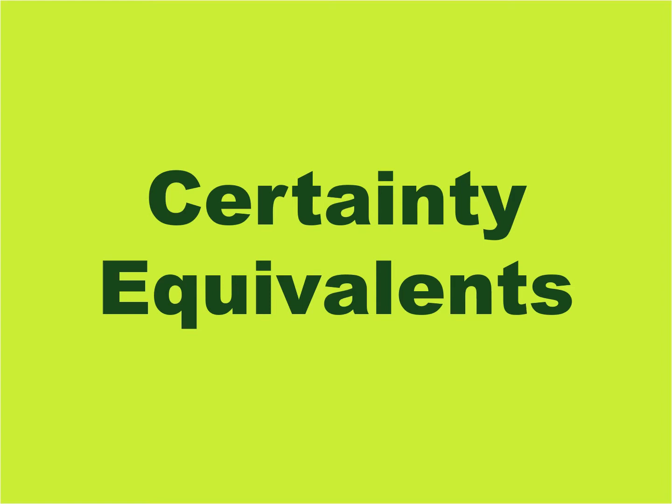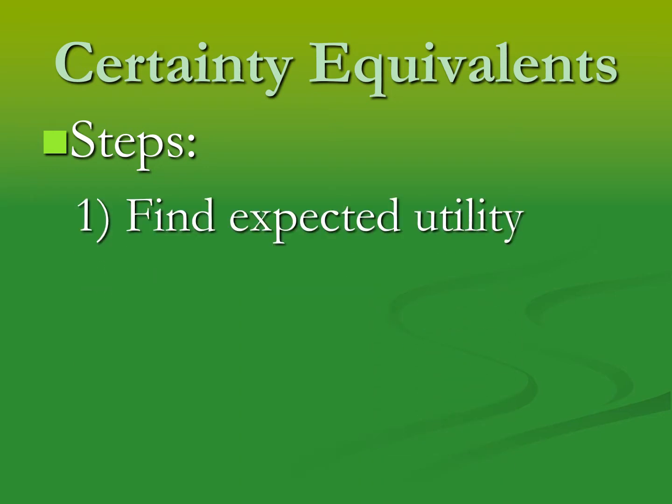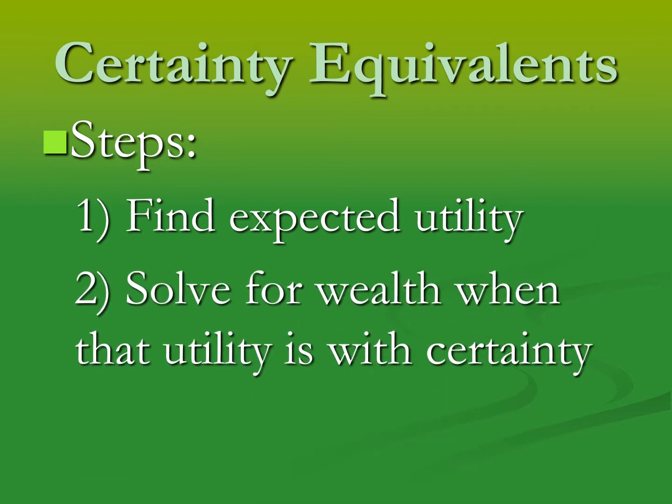But the basic idea is that you're looking for some certain level of income that gives you the same amount of utility that you would get from some gamble, right? So let's look at the process for doing a certainty equivalent. First up, you're going to have to find the expected utility from some gamble, and then you're going to take that expected utility and plug it back into your utility function and solve for the amount of wealth or the income that you would have when the probability is 1, when we have that outcome with certainty.